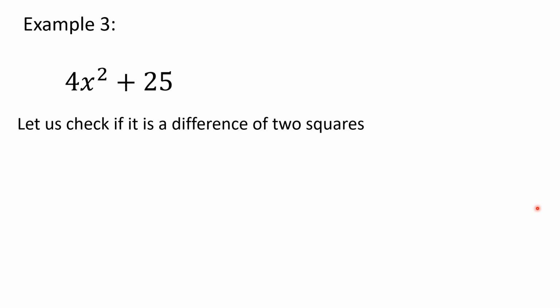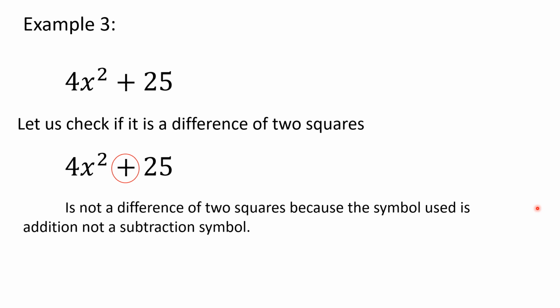So we can get the square root of the first and last term, but take note of the operation that we use. We use addition, therefore it is not a difference of two squares, because the symbol used is addition, not a subtraction symbol. Although we can take the square root of 4x squared and 25, the symbol we used is addition. So this is not an example of a difference of two squares.